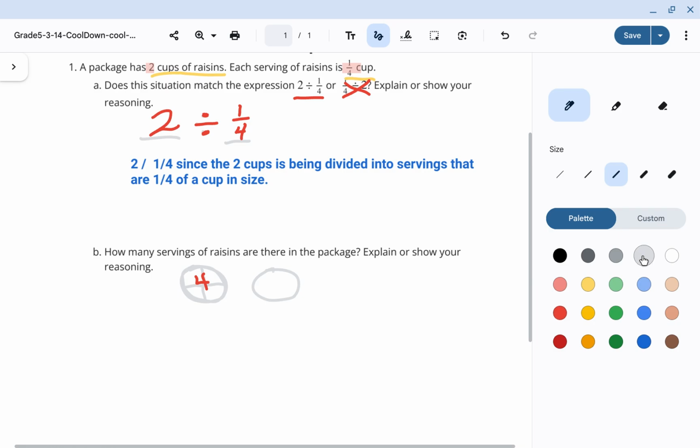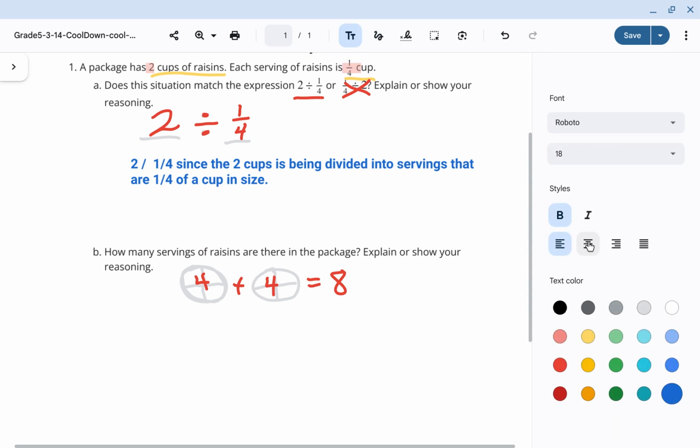Now over here we would have exactly the same. If we broke that into quarters or 1/4 portions, we would have 4 portions in the second cup. Well, 4 plus 4 of course equals 8. So we know that there are 8 serving sizes, 8 portions in our situation that we were posed in this particular cooldown.